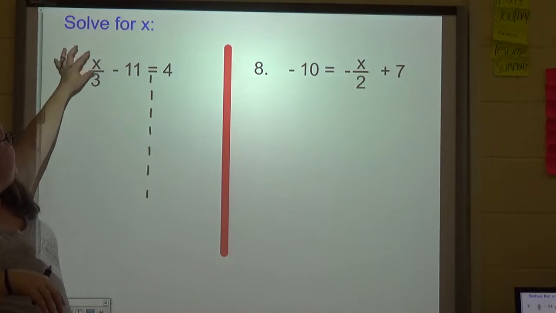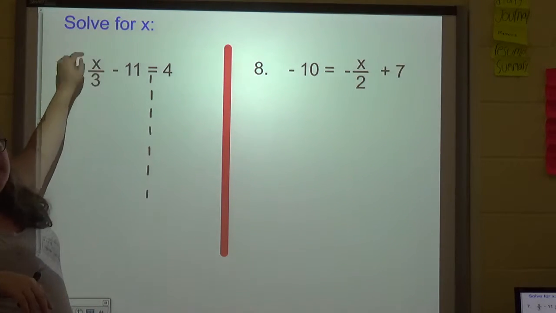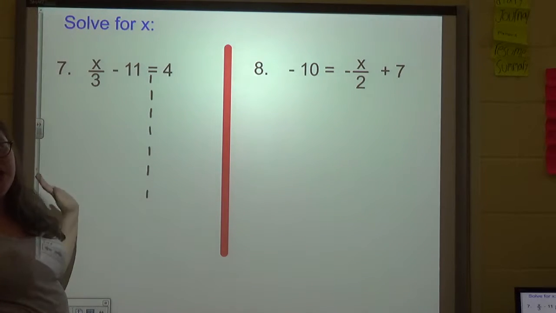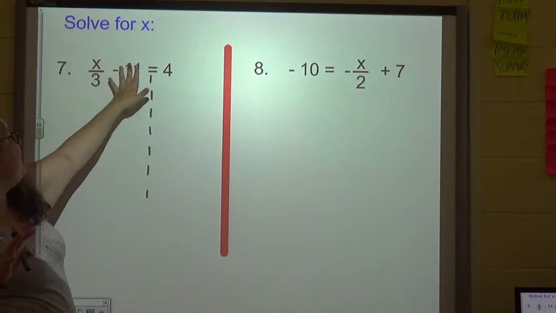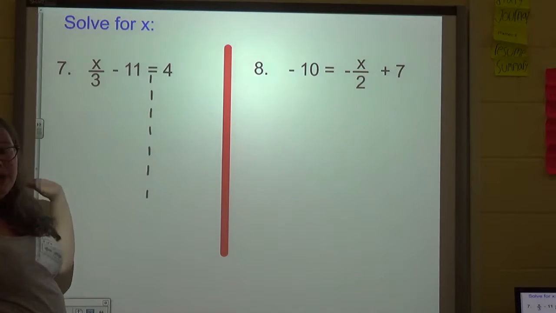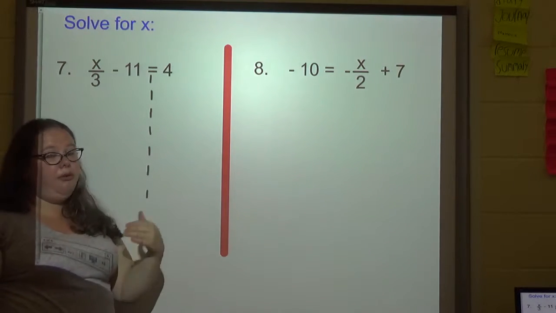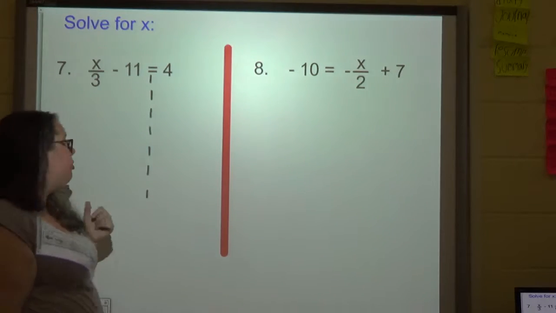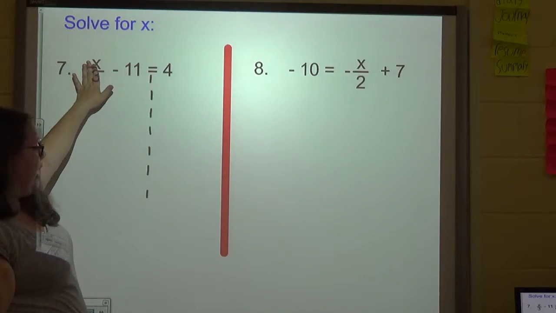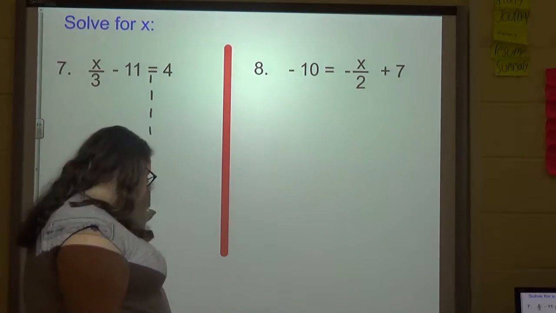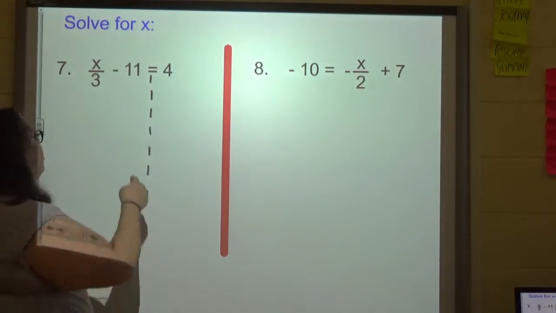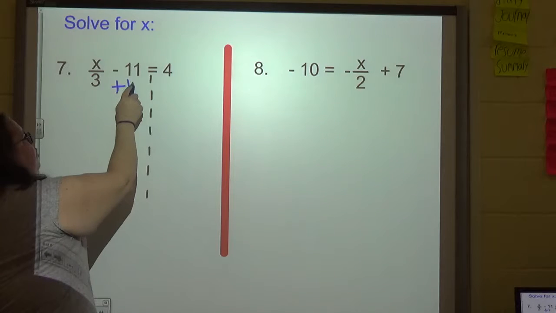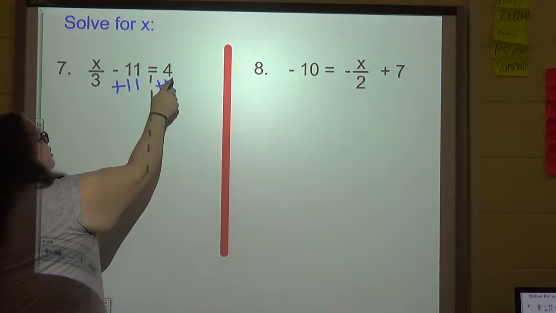X and the 3 are one term, so they have to stick together until they're alone. Okay? They're BFFs. These are like their acquaintances. The acquaintances go home from the party before your BFF goes home from the party. So those are hanging. The 11, on the other hand, he's tired, he's not friends, he wants to go home and go to bed. So we're going to move that 11 to the other side.